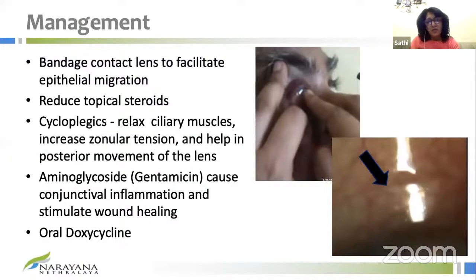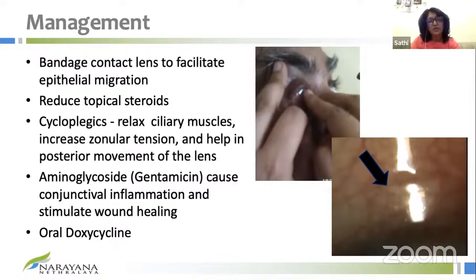Now that we already have a leak, what do we do next? A bandage contact lens is extremely useful in this situation. It covers the area of the leak and facilitates epithelial migration. So here you can see the lens being inserted. The edge of the lens seen here should well cover the area of the leak. If you have the edge rubbing against the leak, then that could prevent closure of the leak, so one needs to be careful about that.